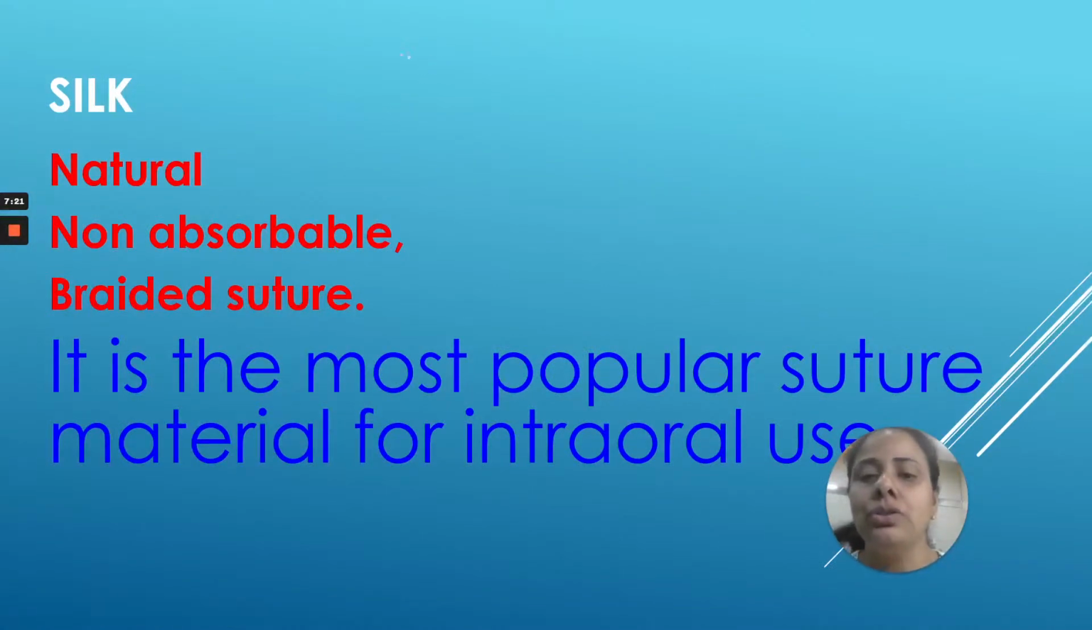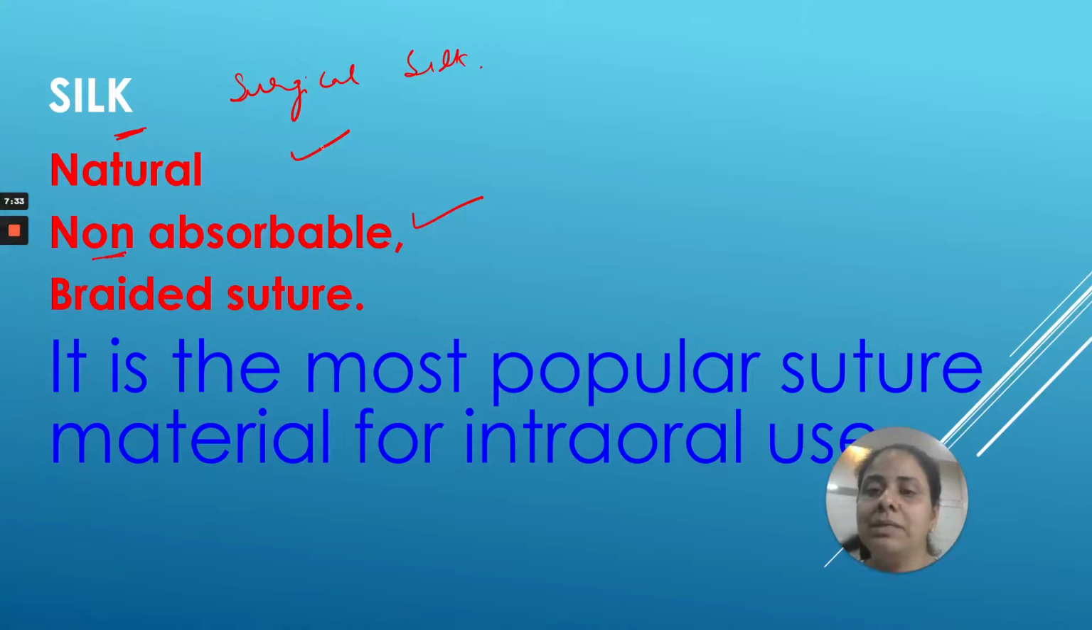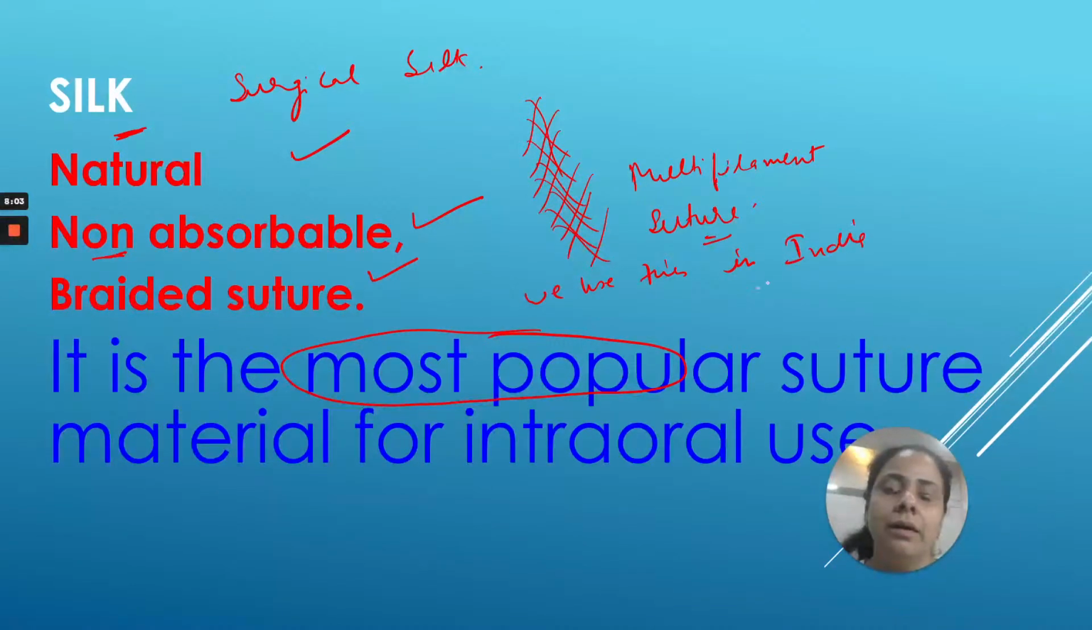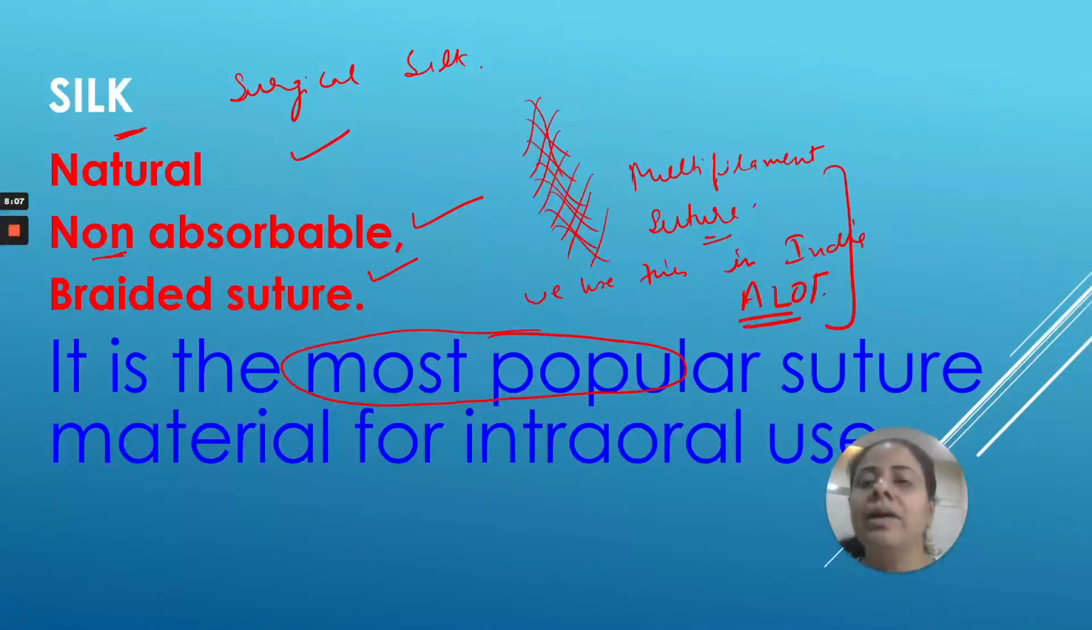Now comes the most commonly used suture in the oral cavity, which is surgical silk. It is natural, and it is non-absorbable. It is a braided suture, meaning something like this. This is how the braiding is. It's a multifilament suture. It's the most popular suture in the oral cavity. We use this a lot in India because it is very reasonable. The pricing is quite comfortable for most of the Indian population, and that is why the maximum population uses this silk suture.